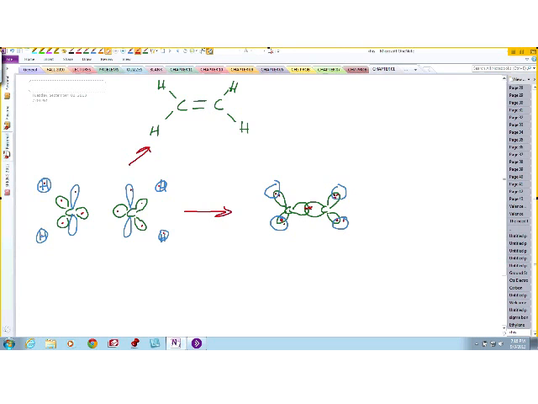Now what is missing? We now have everything in place. We are now able to explain the planar geometry. Keep in mind that the bond angle here is 120, 120, 120. Now keep in mind also we still have the p orbitals. Yes, very good. We still have the p orbitals here.